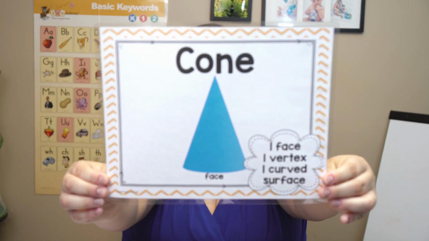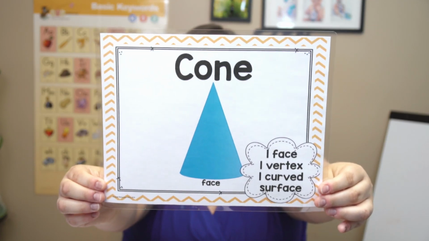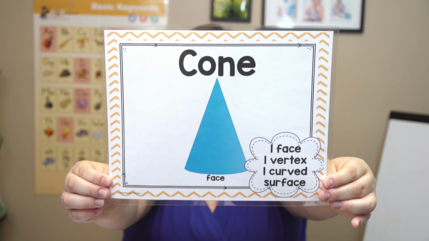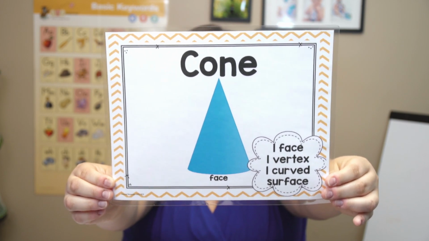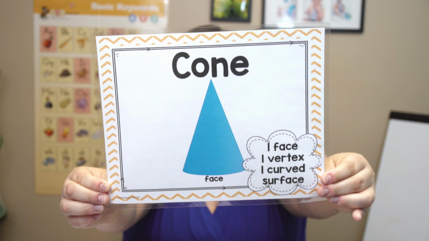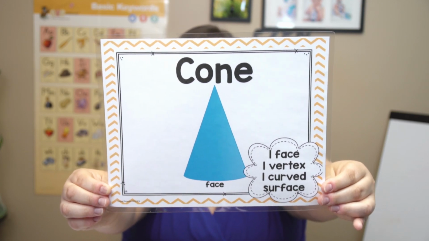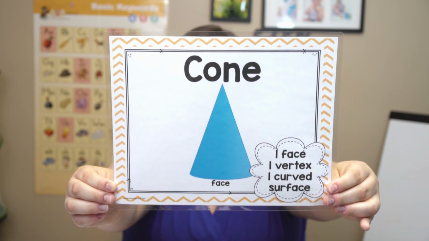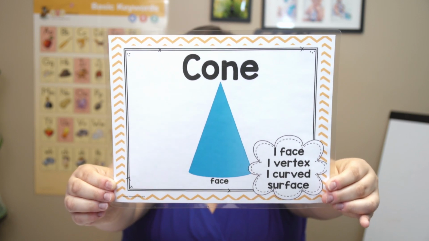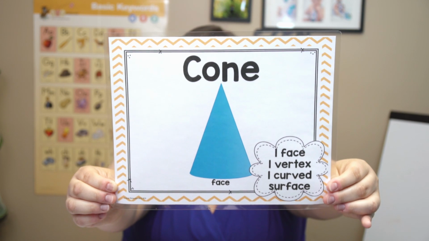Cone. It has one face that's in the shape of a circle. It has one vertex. It's one little corner at the top. And it has one curved, smooth surface. A cone is like a party hat.